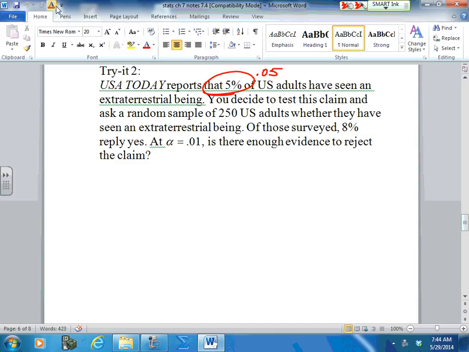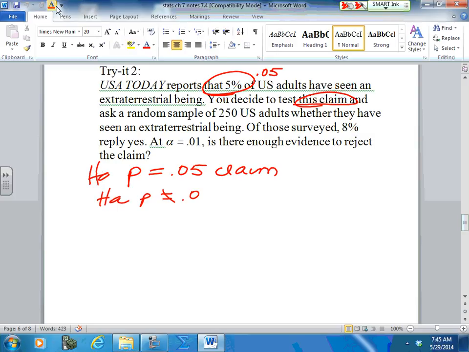Reports that 5% of U.S. adults have seen an extraterrestrial being. You decide to test this claim. There's your claim. So, 5%. P, it's the proportion, percent is equal to 0.05. This is the claim. Is this the HO or the HA? HO. What's the HA?